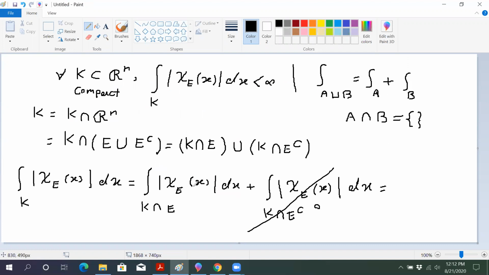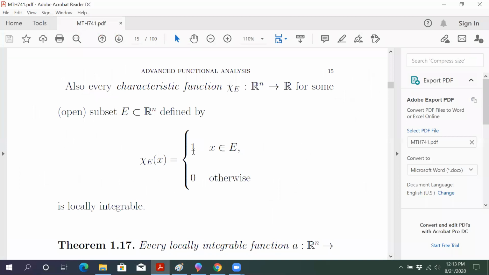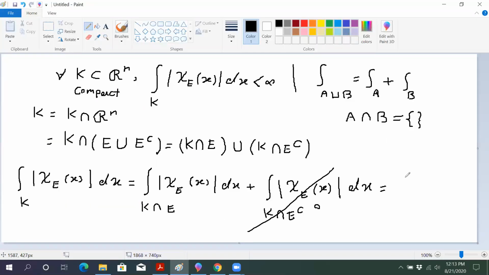Now, what about this? Look at here, K intersection E is a subset of E. So here x belongs to E. When x belongs to E, the value of the function is 1. So only left is the integral of 1 dx over K intersection E. Let me erase some part. I believe that we don't need this.